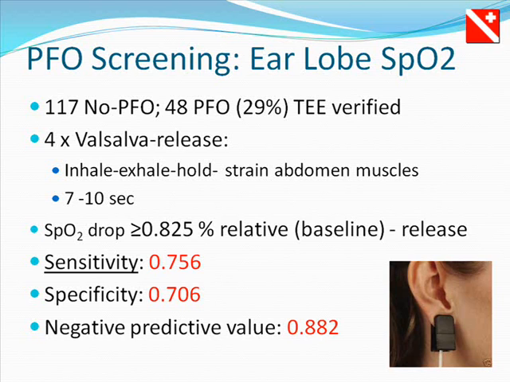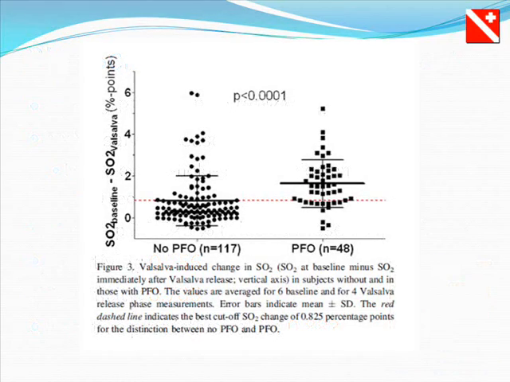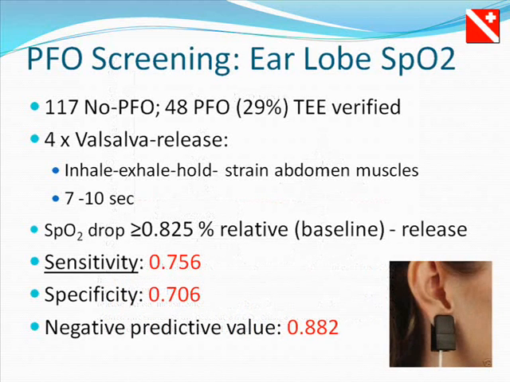So using a probe on the ear, you're able to detect a patent foramen ovale at a sensitivity of 76%. That's pretty good. And of course you can tweak it depending on what your needs are, and I'll show you the summary in a moment. But it means that there's a negative predictive value of 0.88. So I think if Dan wants to get into this research, it's a great opportunity.